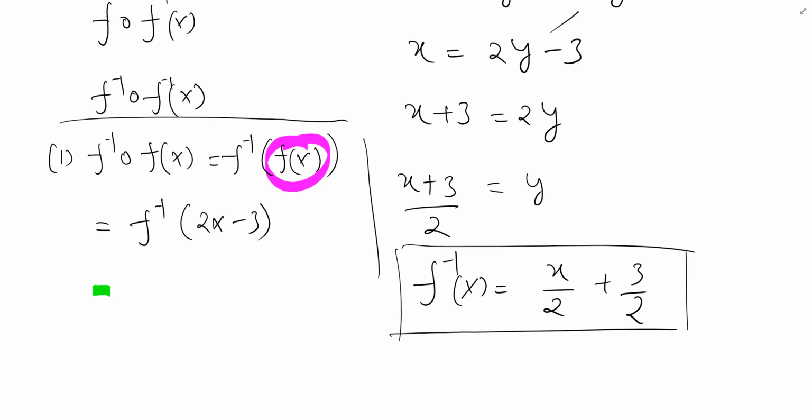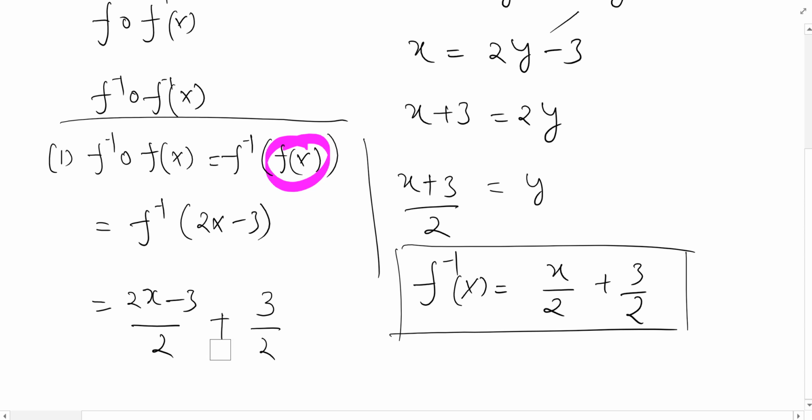So that is equal to f inverse is x over 2. So x is (2x minus 3) over 2. So I replace x with the 2x minus 3 in this equation, and plus 3 over 2, you write 3 over 2. So basically that equals this. So this whole thing equals that.